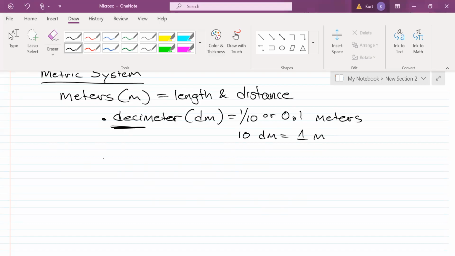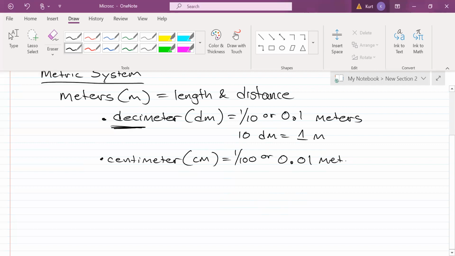The next one is going to be centimeter. We're getting even smaller now. This is going to equal 1/100th or 0.01 meters. 100 centimeters is equal to 1 meter. A centimeter is about 2.54 inches. Or flip that. 1 inch is 2.54 centimeters. An inch is bigger than a centimeter.